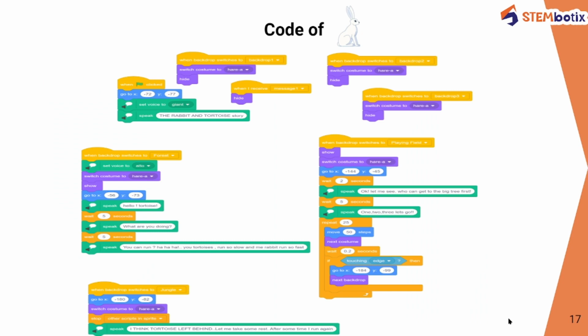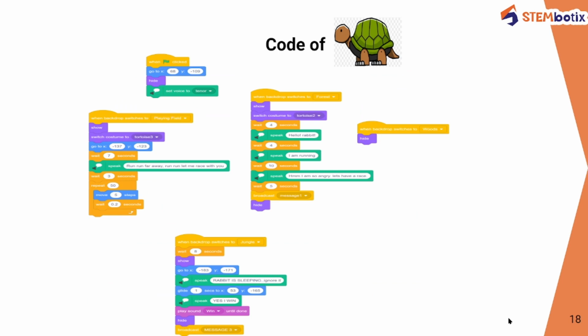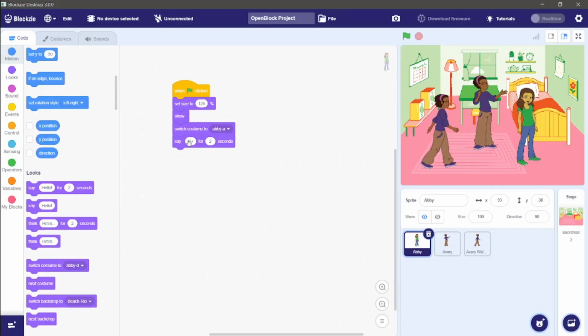This is the code of sprite 1, which is the rabbit, and this is the code for the tortoise. So let's make it in Blockzie. Here, using this block, the sprite Abby will say hi for 2 seconds.